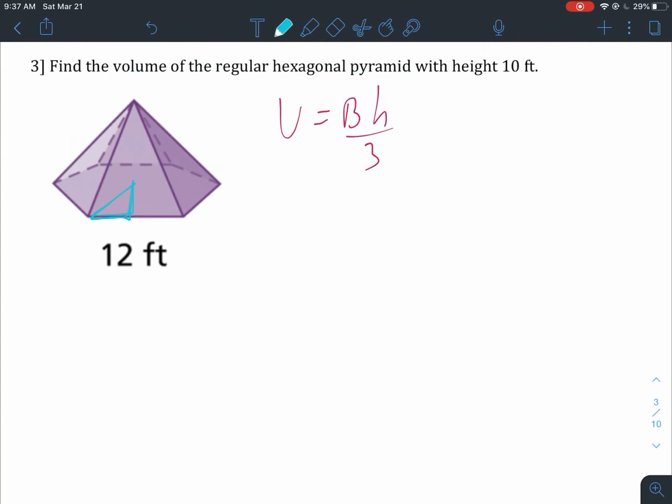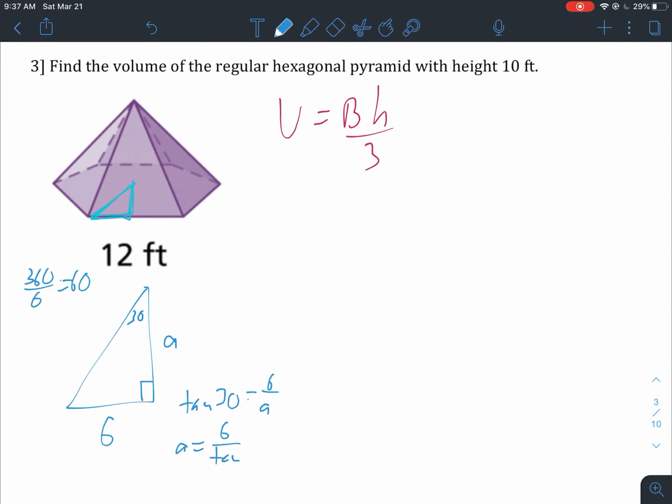So there's our triangle. Drawing it out here, I know this is 6. Going through finding our angle again, 360 over 6 is 60. Cut that in half, we know this is 30. And that's A for apothem. So tangent 30 equals 6 over A, so A equals 6 over tangent 30. Let's see what that gives us in our calculator. 10.3923.